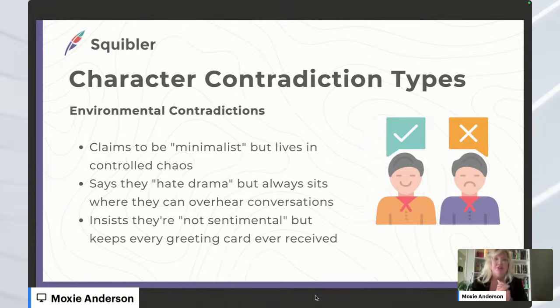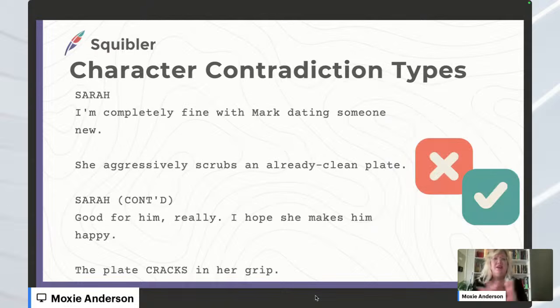There are environmental contradictions. Someone who claims to be a minimalist might live in controlled chaos. People who say they hate drama might sit where they can listen to conversations that are dramatic. People might say they're not sentimental, but they keep greeting cards that they've received. So these are all types of contradictions that are visual elements you can add for your characters in film as well.